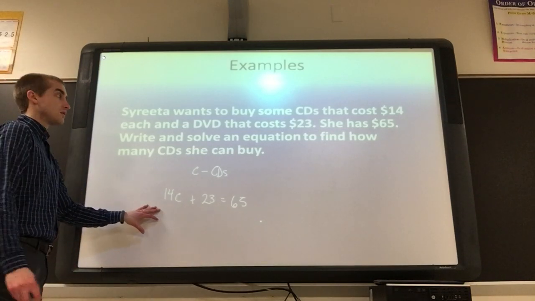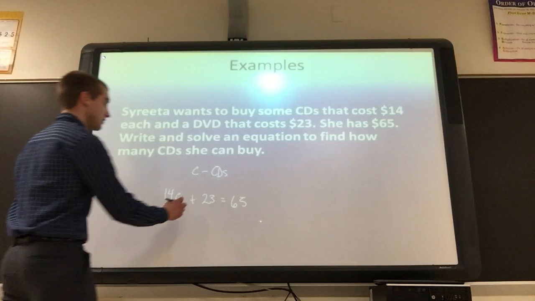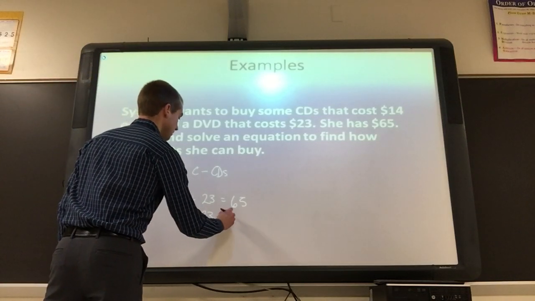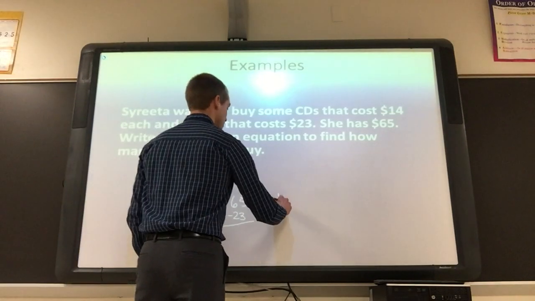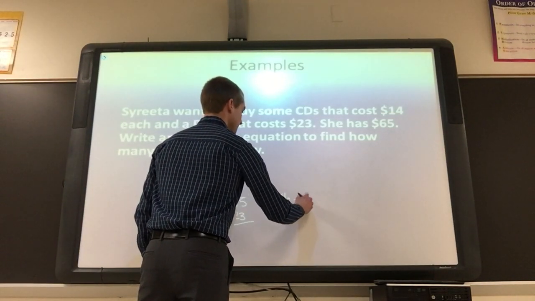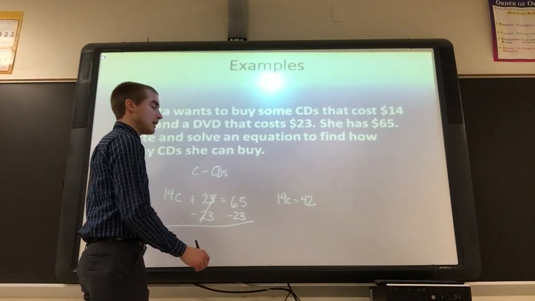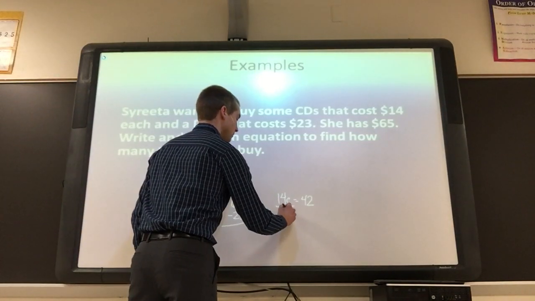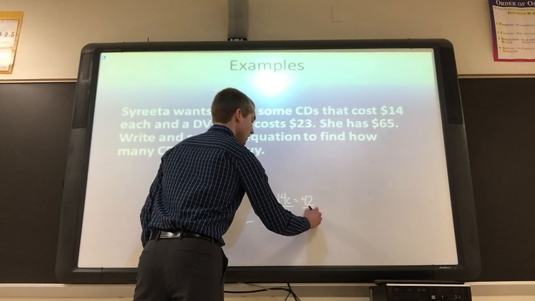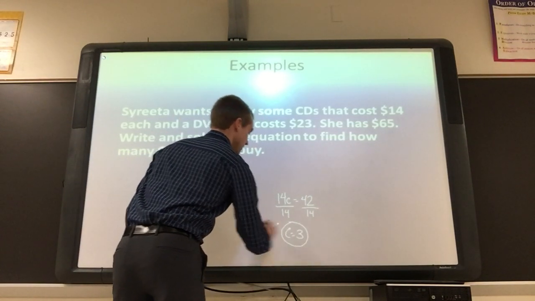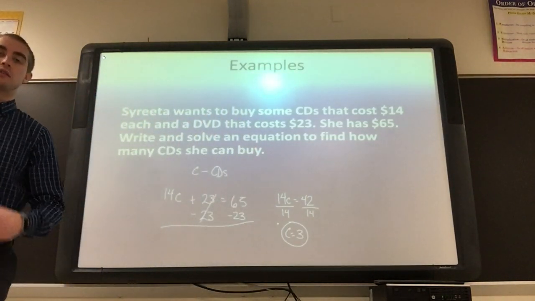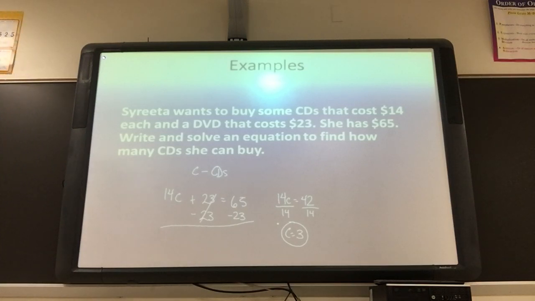Last thing that we need to do is to solve it to figure out how many CDs she can buy. Subtract 23 from both sides. And that's going to leave us with 14C equals 42. And then we need to divide both sides by 14. And 42 divided by 14 equals 3. So she can buy 3 CDs with that $65.